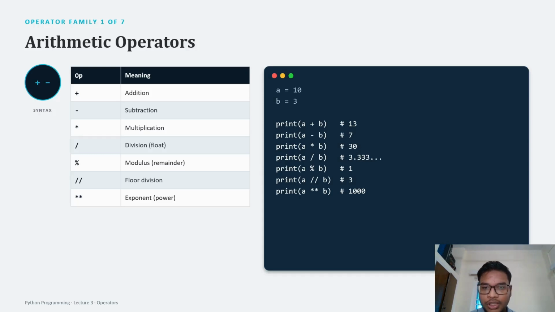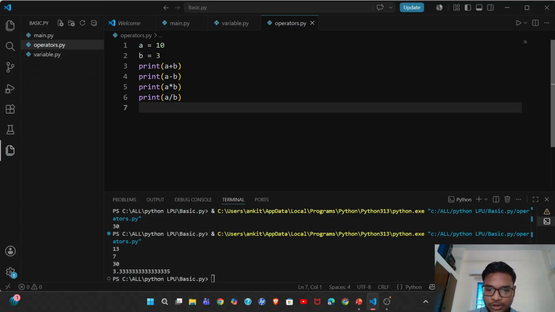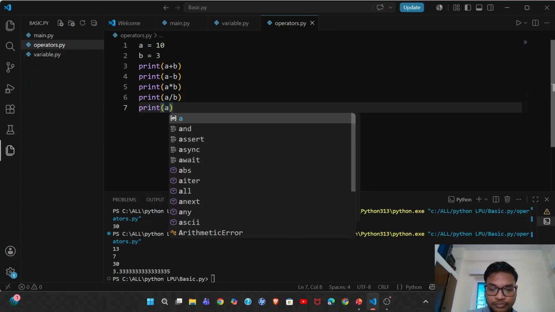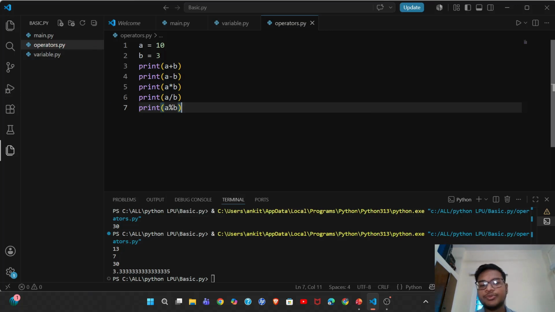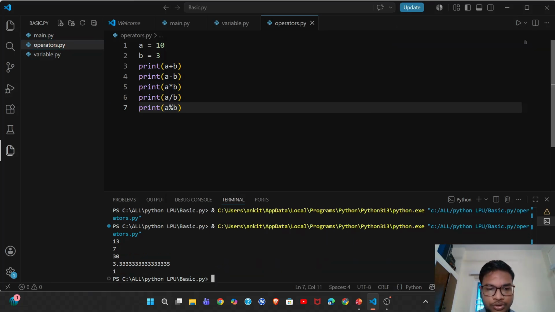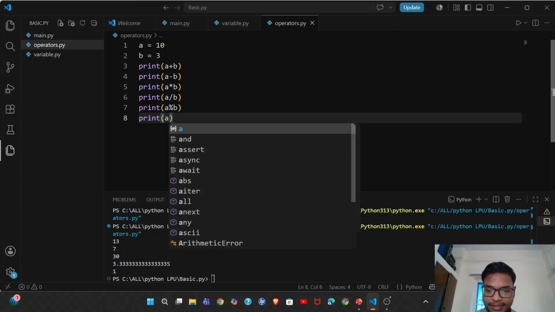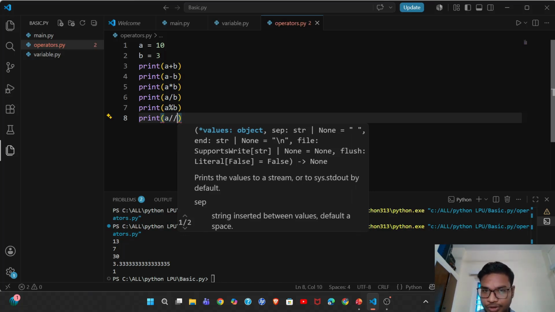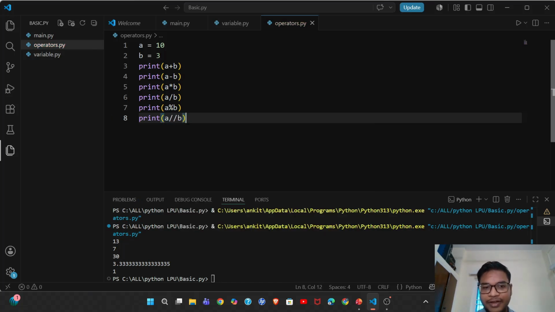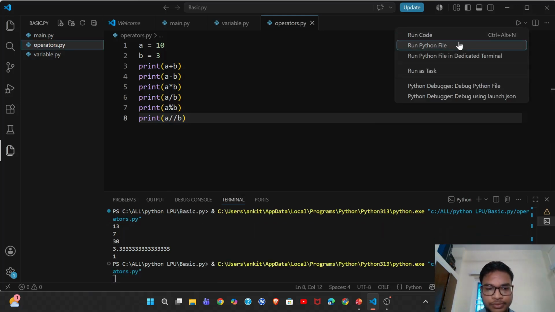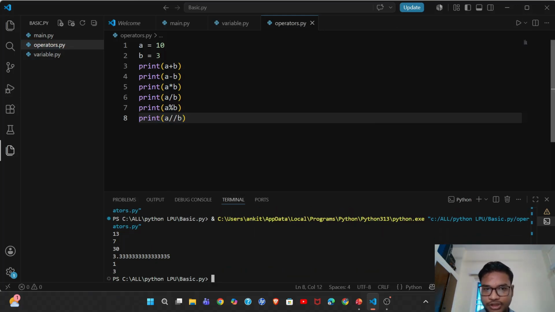And we have the modulus operator, floor division, and the exponent. So for modulus, print a modulus b. Modulus means let's find the remainder. The remainder is 1, so the output is 1, correct. Next, print a floor division b. Floor means let's find the quotient. Its value is 3, correct? That's the quotient, and 1 is the remainder.